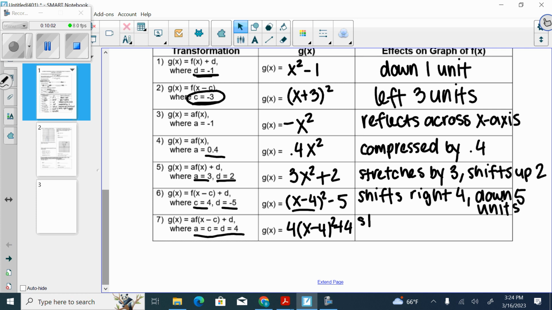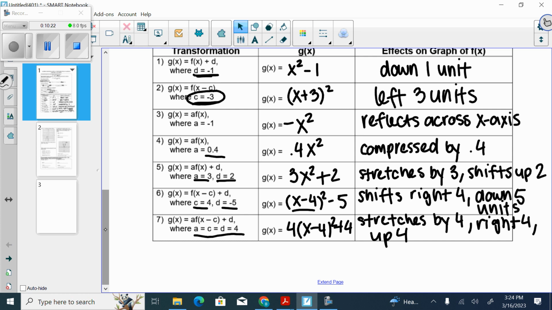All right, so what does the 4 in front do? Stretch. Good. Okay, what does the 4 in the parentheses do? Right. And what does the 4 at the end do? Up. Good job.